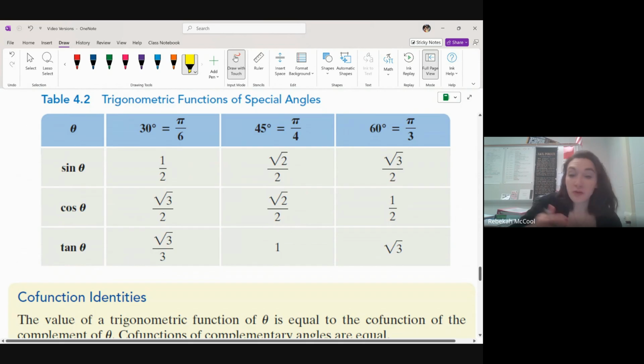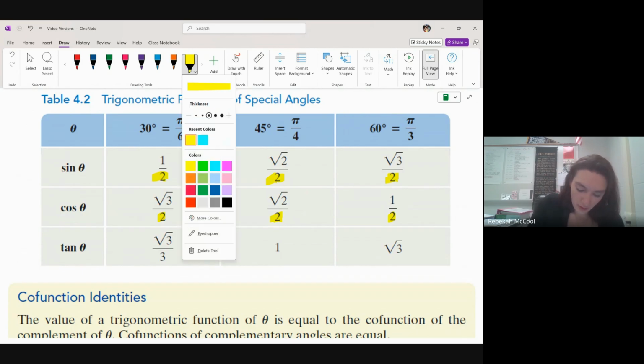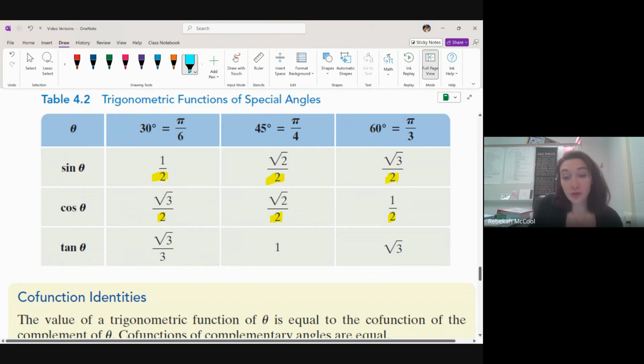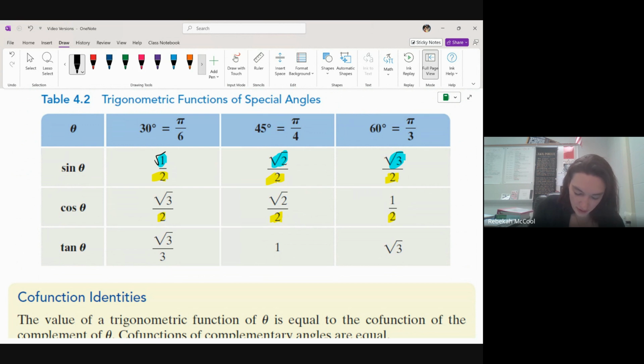This is what helps me remember kind of the order on things. Notice that all of these denominators on sine and cosine are all 2, which is helpful. So those are all going to stay the same. When we look at the sine numerators, as our angles get bigger, our numerators get bigger on sine. If it helps, you can notice, hey, they're all square roots, right? The square root of 1 is 1. And so square root 1, square root 2, square root 3, all with the denominator of 2.